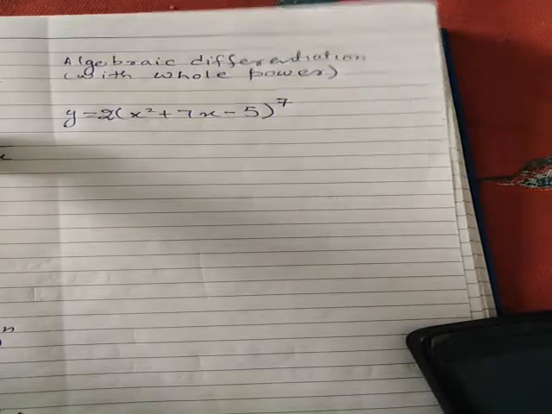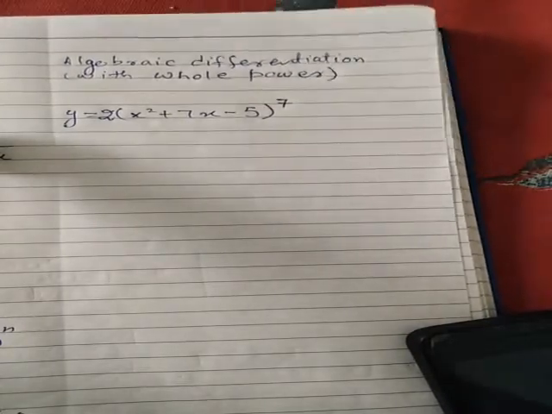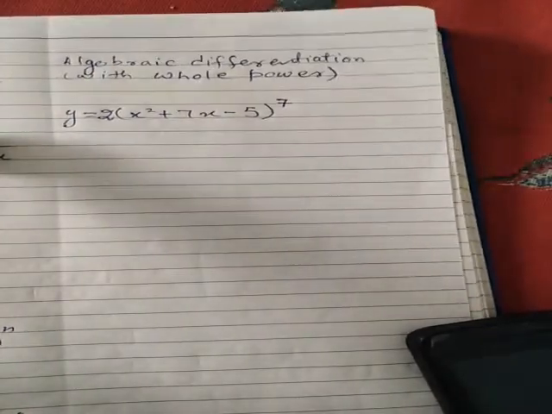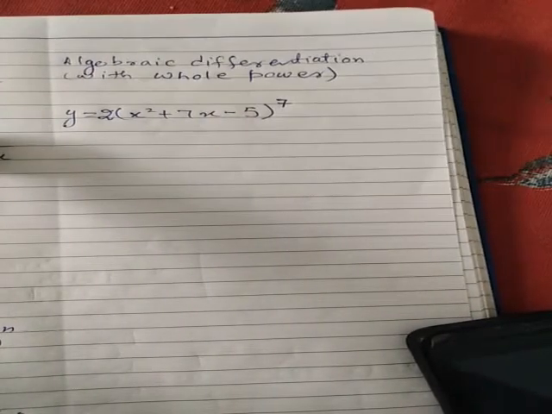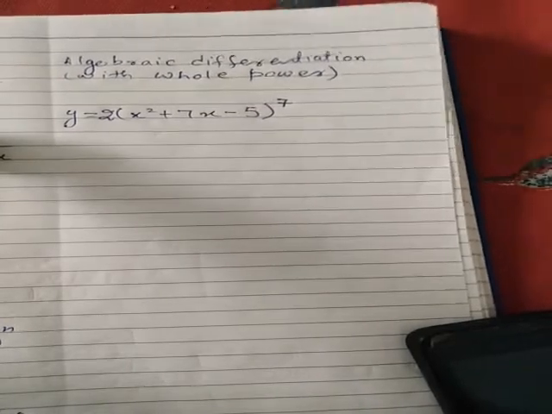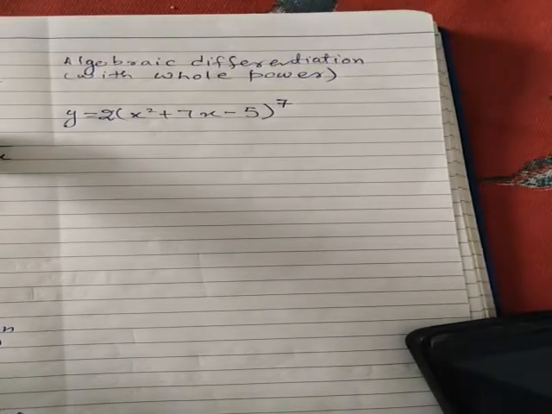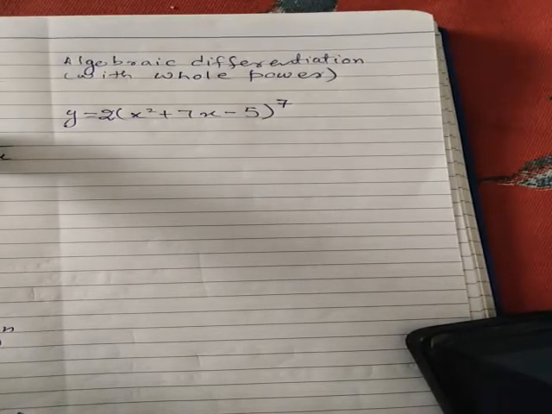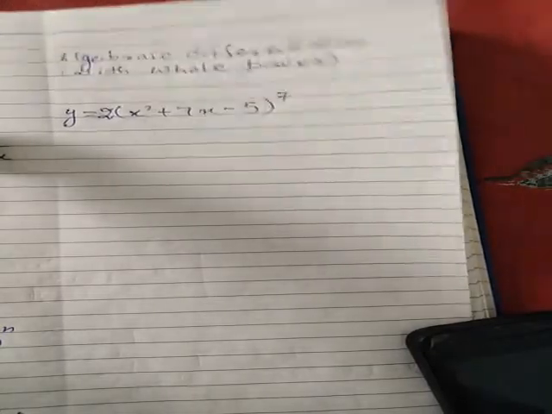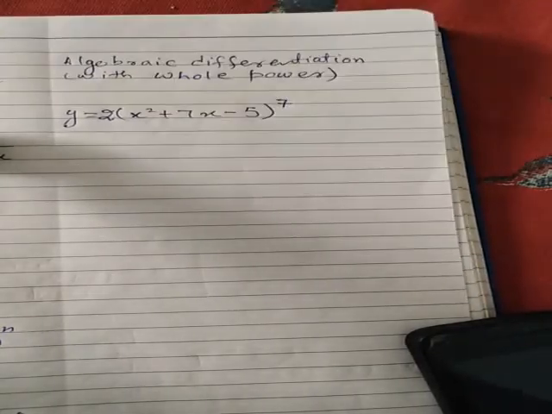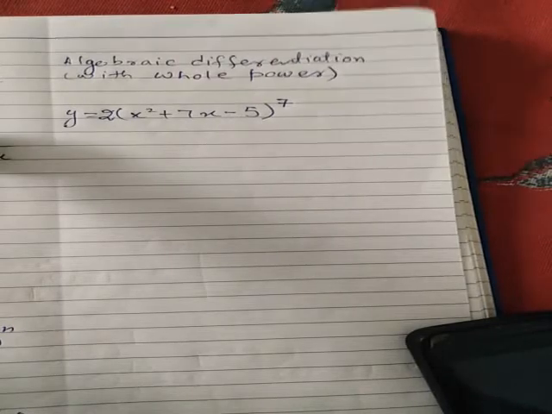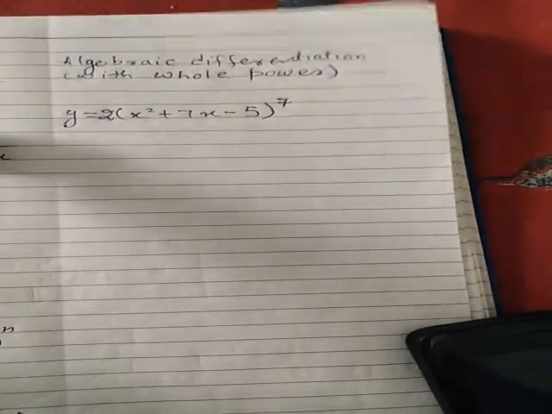You can first write it for your future information. Step number 1 will be that the whole power of the bracket will be multiplied by the coefficient of the bracket. That will be your first step, and the power of the bracket will be reduced by 1 without having any change inside the bracket.